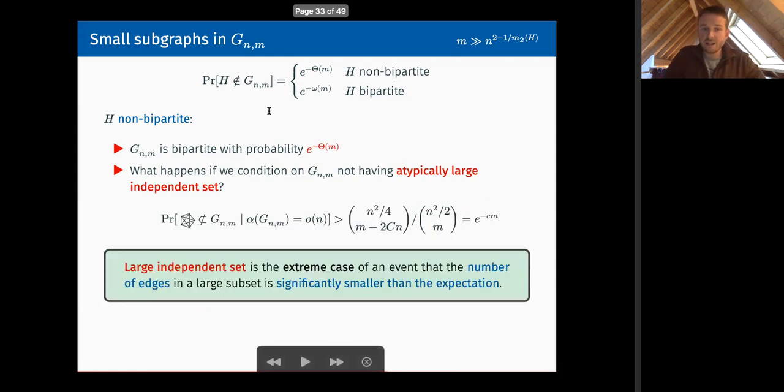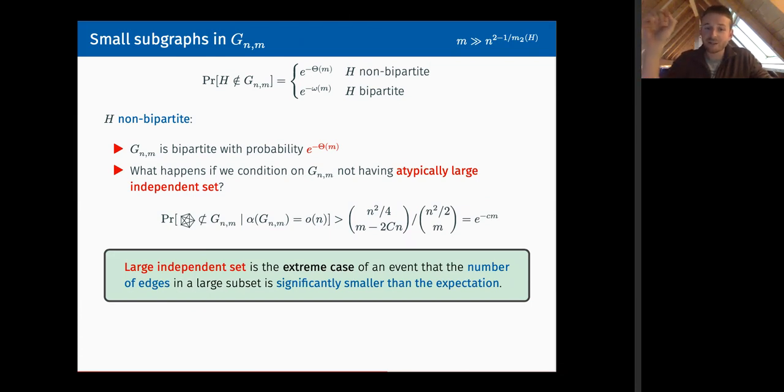And now here's the point. The point is that the large independent set is the extreme case of an event that the number of edges in a large subset is significantly smaller than the expectation. And you should make an analogy with the G(n,p) case. So in the G(n,p) case, the probability of G(n,p) not containing H and this kind of large range of p was to calculate the probability that P has no edges. Or that's the extreme case of an event that G(n,p) actually has significantly less than the expected number of edges. And the same happens here.